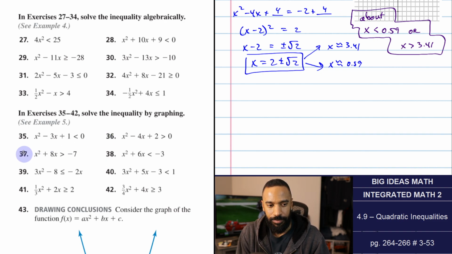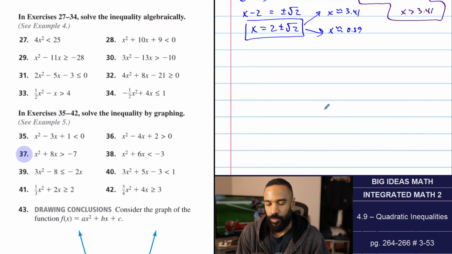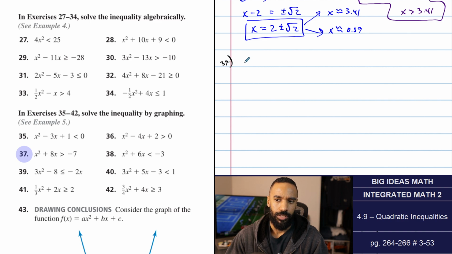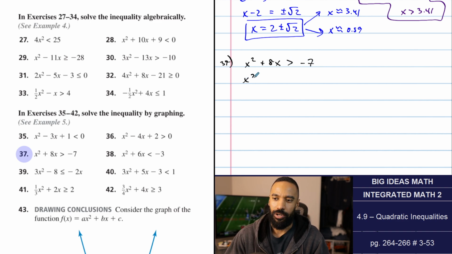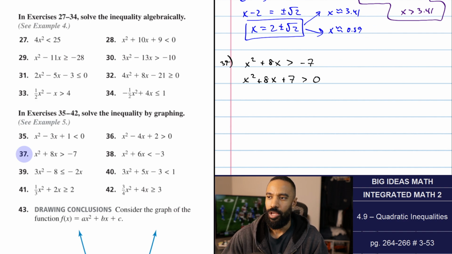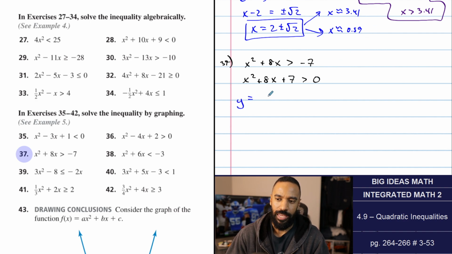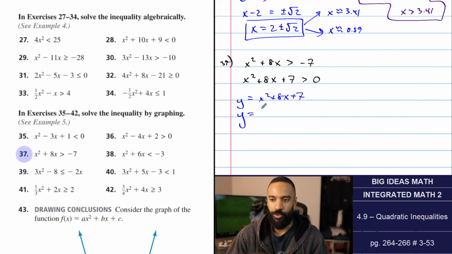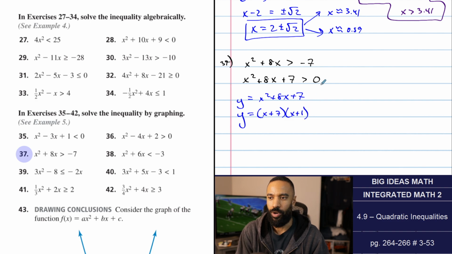Number 37. Once again, this one shouldn't be bad. In fact, this one is factorable. X squared plus... I don't know why they started off on 35 in that rut. We'll pin it against 0 in greater than fashion. We will be graphing the y equals of this. I kind of want to do this by factored form because it's factorable. X plus 7 times x plus 1.